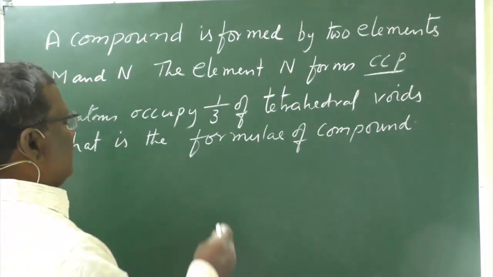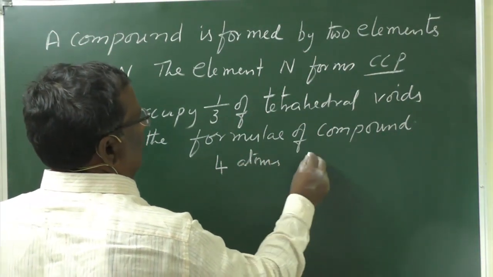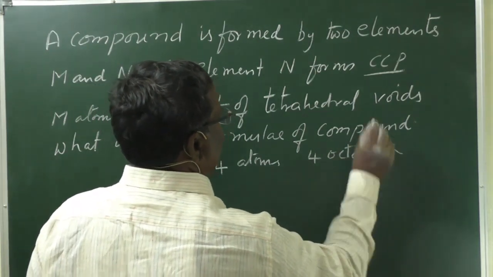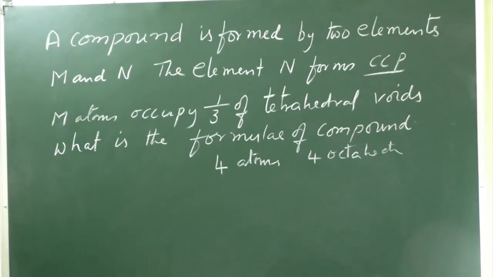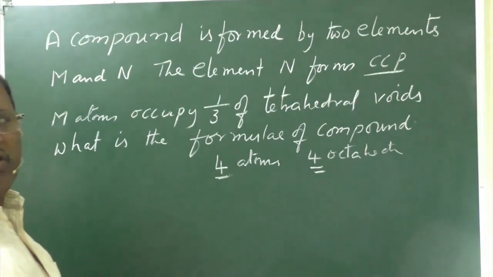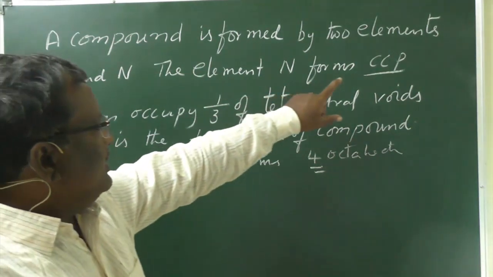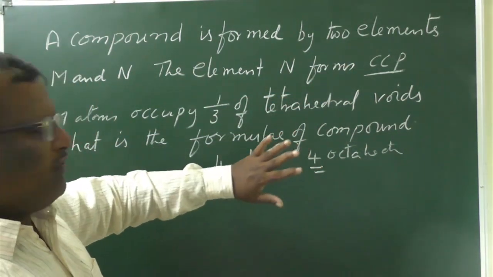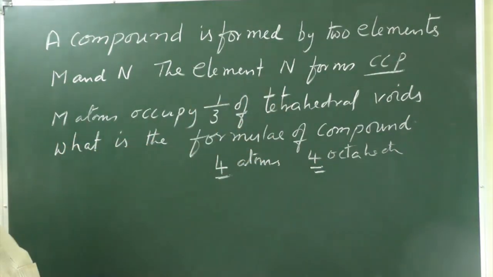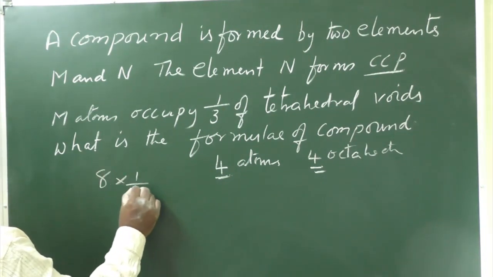So, when 4 atoms are present in a unit cell, it will have 4 octahedral voids and 8 tetrahedral voids. The number of octahedral voids is equal to the number of atoms. Tetrahedral voids are double the number of atoms. Now, here N occupies CCP, that means it is present at corners and face centers, whereas M atoms occupy 1/3 of tetrahedral voids. So the total number of tetrahedral voids is 8. 1/3 means 8/3.